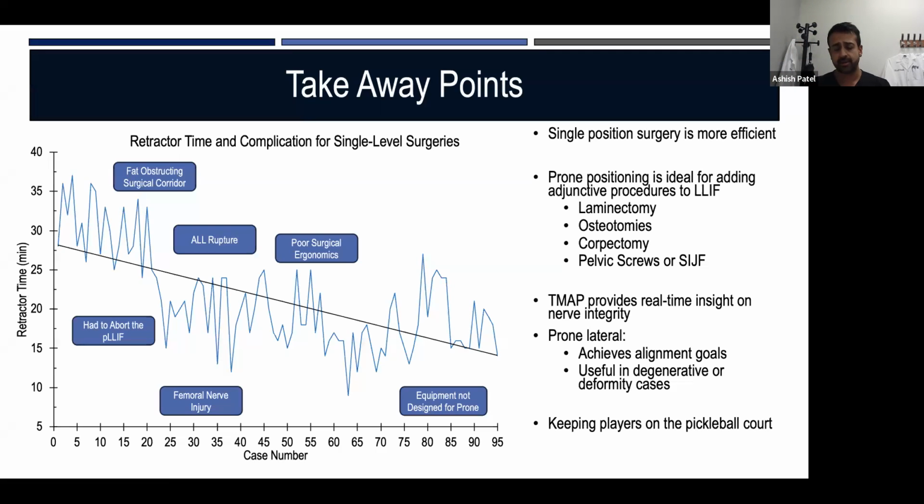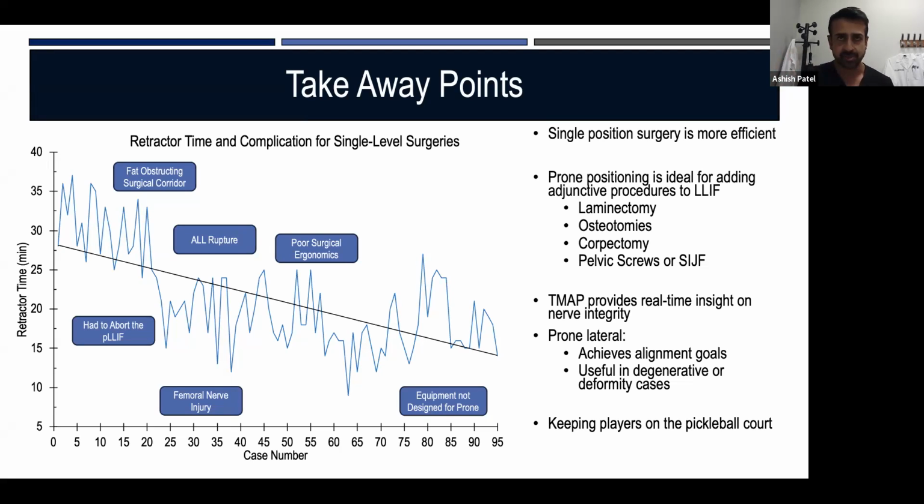There is another technique. Being in prone position, you can place your screws, you can perform a reduction, or you can manipulate the disc space or close down the disc space. And so that's another element in which, if the ALL is ruptured, you can kind of salvage that situation.